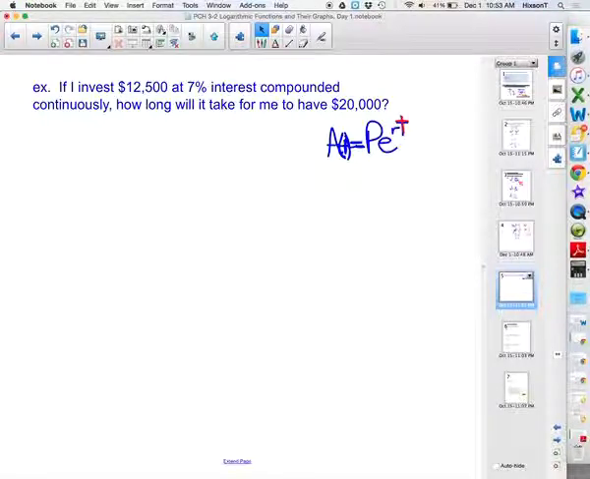Take that, set up your formula. If you're having trouble with it, ask a friend or ask me. And try to solve for the time. Don't round until you get to the end. If you can't remember what the variables stand for, look back in your notes.